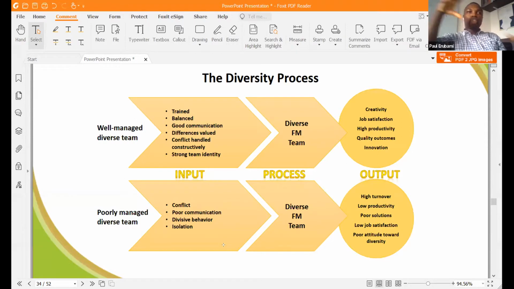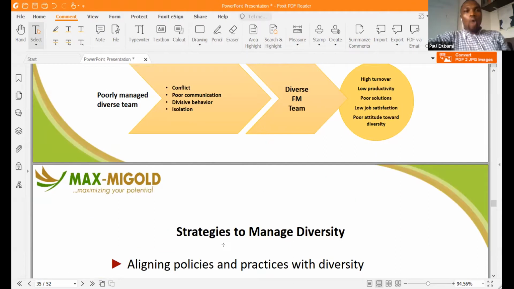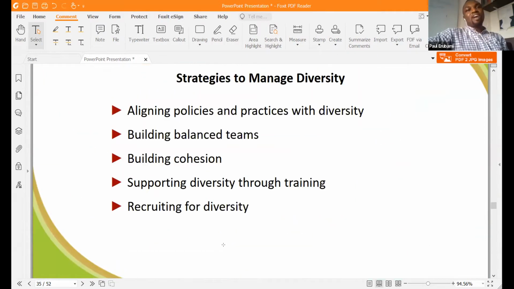So for you to ensure a good diversity process, you have to focus on managing your team diversity very, very well. So moving forward, strategy to manage diversity. What do I need to do as a facility manager to manage the diversity within my team? Aligning policies and practice with diversity. Building a balanced team. Build cohesion, right? People should work together. Supporting diversity through training, right? Recruiting for diversity. So that means when you are recruiting, you should have diversity at the back of your mind. It should be built into the recruitment process.